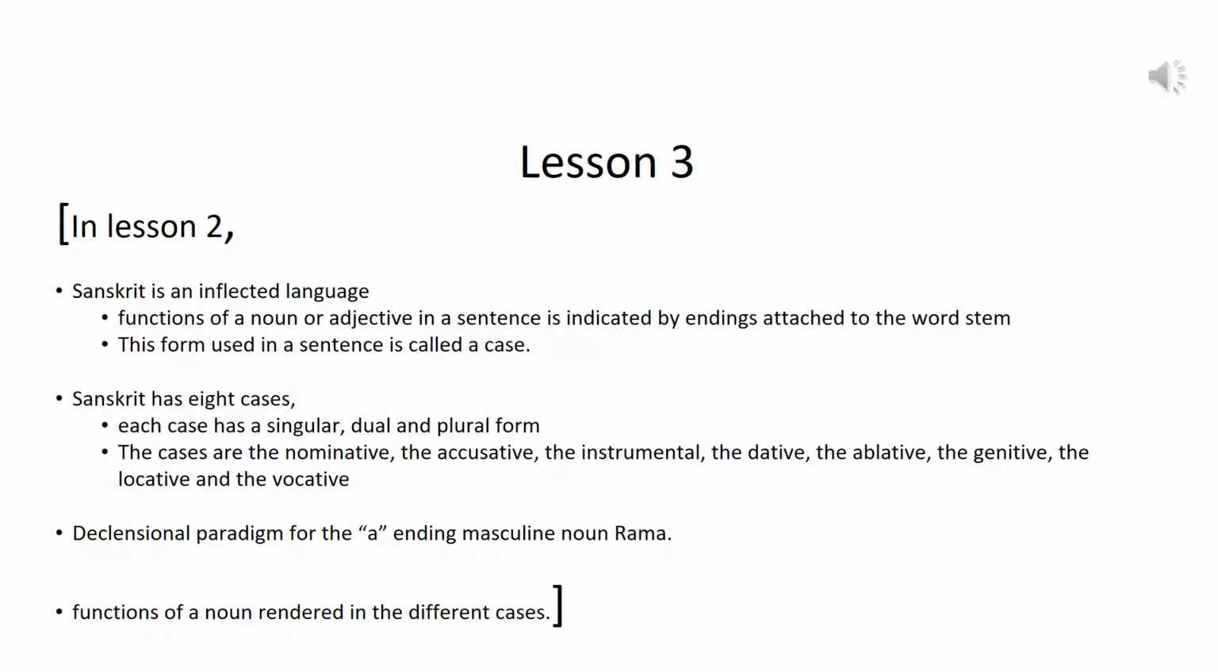The 8 cases are the nominative, the accusative, the instrumental, the dative, the ablative, the genitive, the locative and the vocative. We looked at a full declensional paradigm for the a-ending masculine noun Rama. We also had a first look at the functions of a noun rendered in different cases.